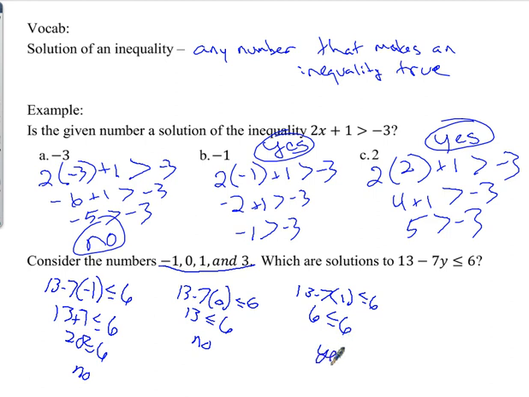So this is yes. And finally, 13 minus 7 times 3 less than or equal to 6. 13 minus 7 times 3 is what? 21. 13 minus 21 is -8, is less than or equal to 6. Is that true? Yeah.